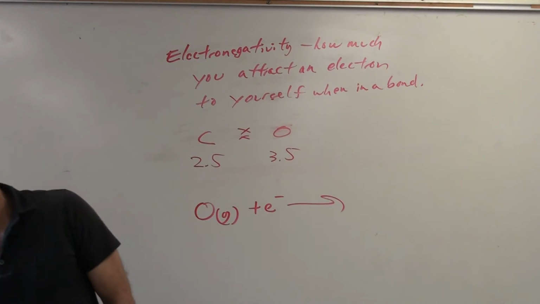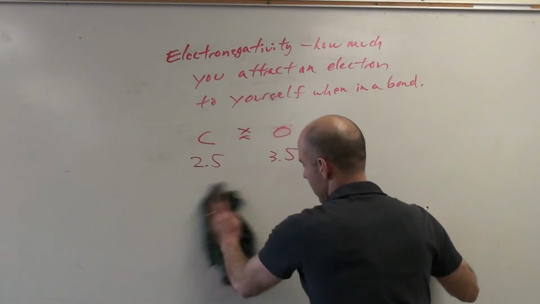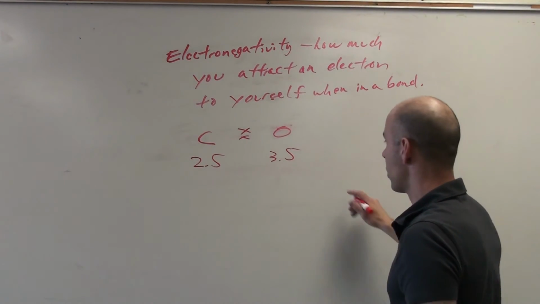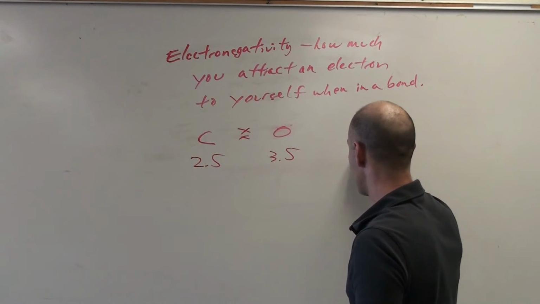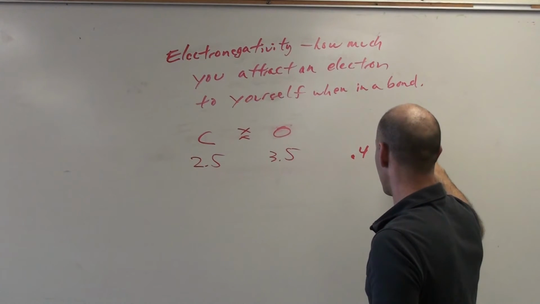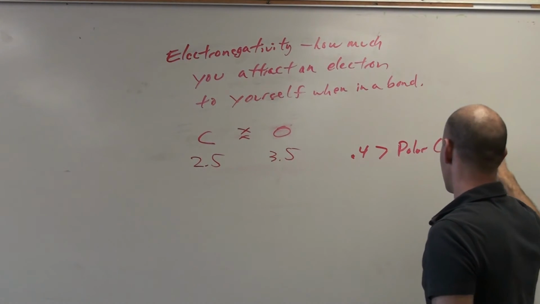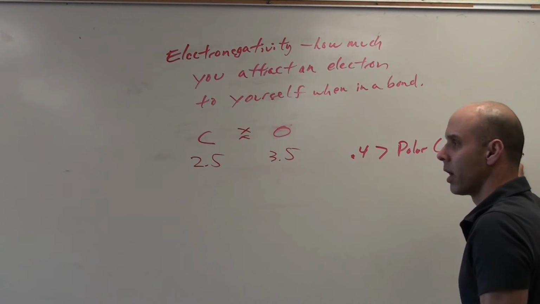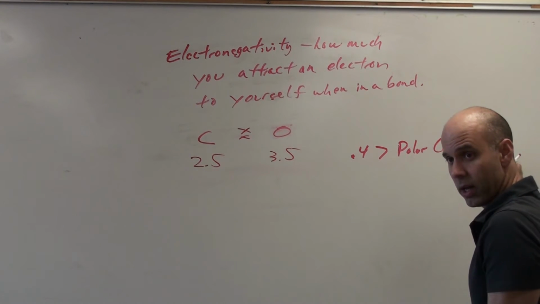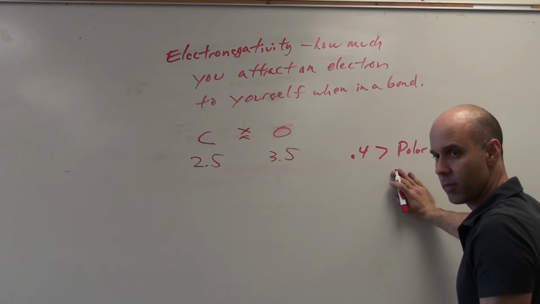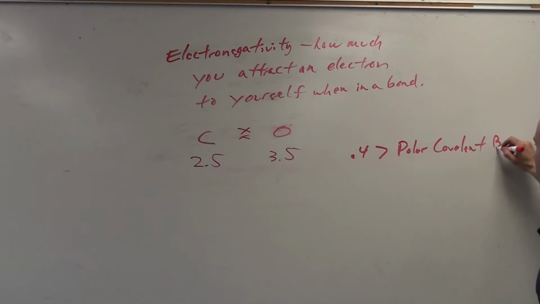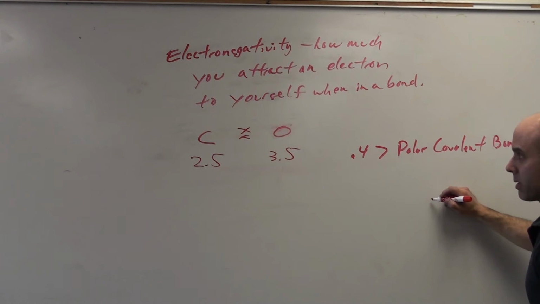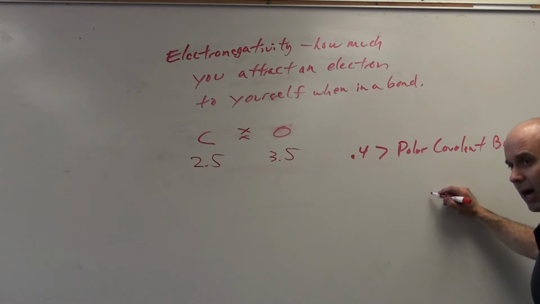Is that what causes a dipole? So for electronegativity, that's what we use to figure out whether a bond is polar. Usually, if the difference is greater than 0.4, we say it is a polar covalent bond. But it doesn't tell you whether or not your molecule is polar. So don't confuse polar bonds with polar molecules.